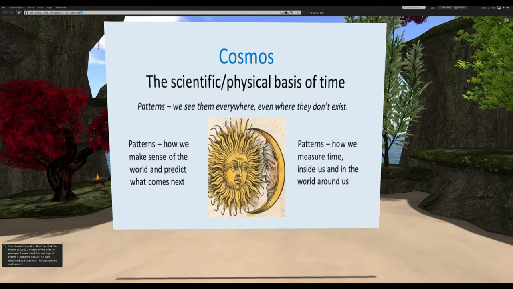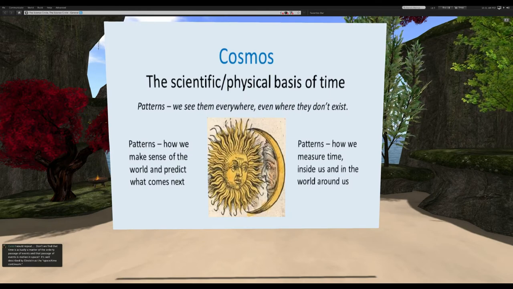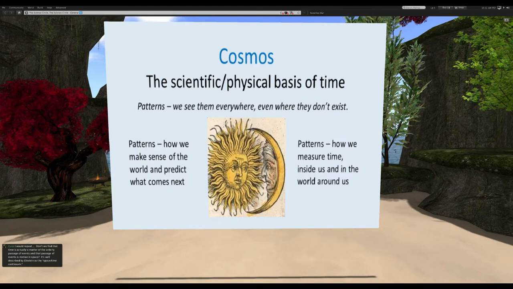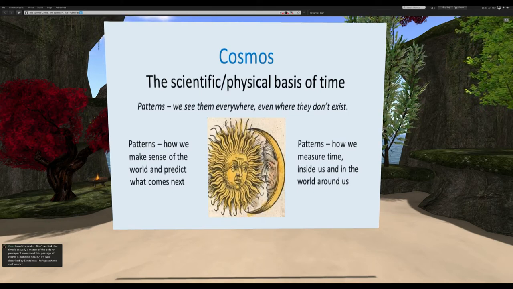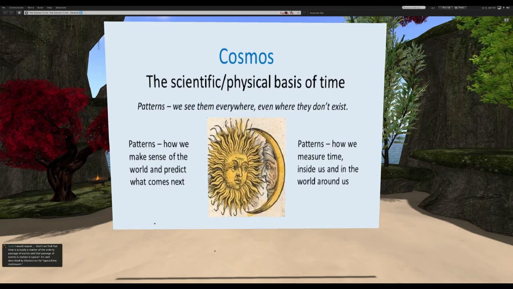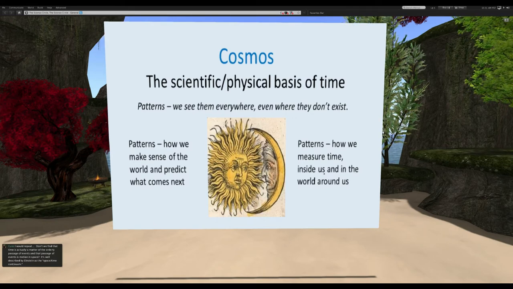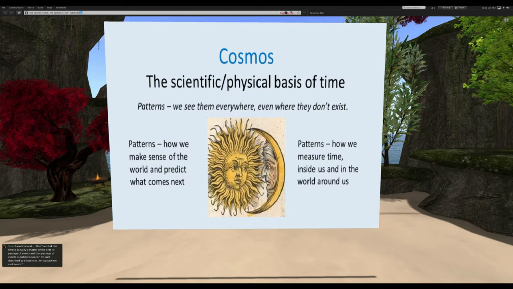Well, that's a very good point. In other words, do we find that time's actually a matter of orderly passage of events, or whatever. Let's take a look at that part right now: the scientific or physical basis of time.